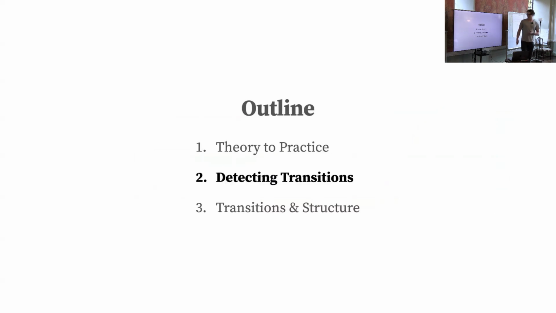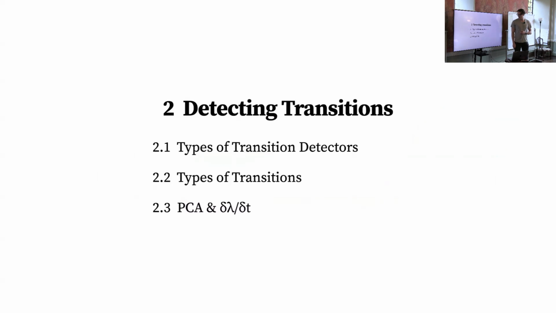Okay, so how do we do this? Let's go into the theory for a little bit. Talk about some of the different approaches you might take to detecting transitions. Review the different types of transitions, which Dan already talked about. And then talk about 2 specific techniques for trying to detect these transitions.